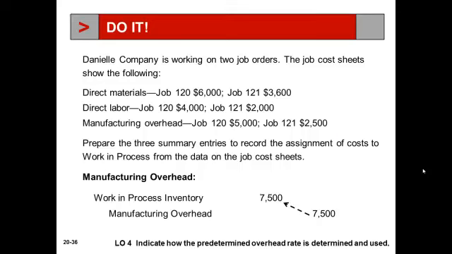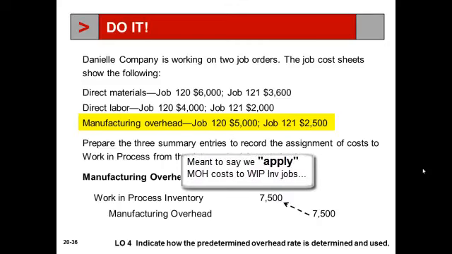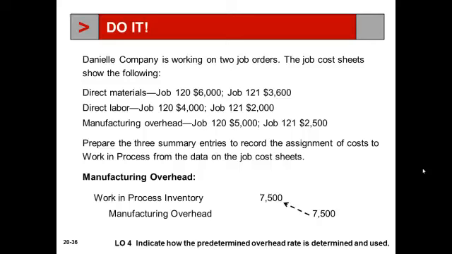We cannot directly trace overhead costs to individual jobs being made, but the predetermined rate has determined that we're going to assign $5,000 overhead cost to job 120 and assign $2,500 overhead cost to job 121. Not directly traceable. We'll see later we'll use a predetermined overhead rate to accomplish this. The debit increases the work in process inventory. The credit reduces manufacturing overhead account.